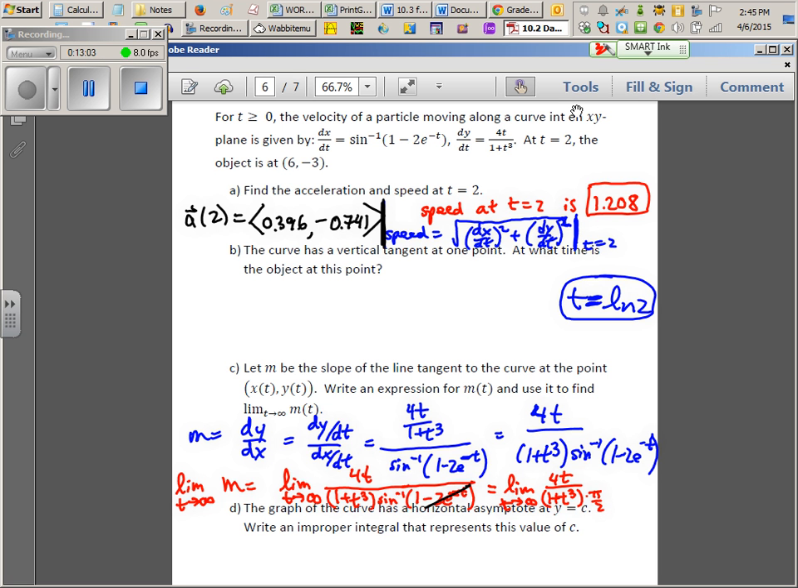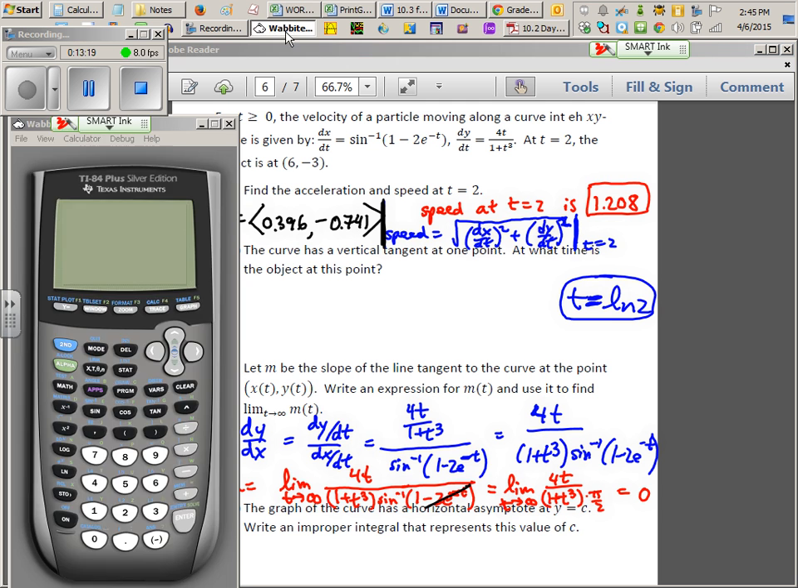And this is bottom heavy, as you can see. So this actually goes to 0. So what does this mean? It means that the slope is approaching 0. Now, if you look back at the graph, you can see evidence that the velocity is going to 0. Let me show you.